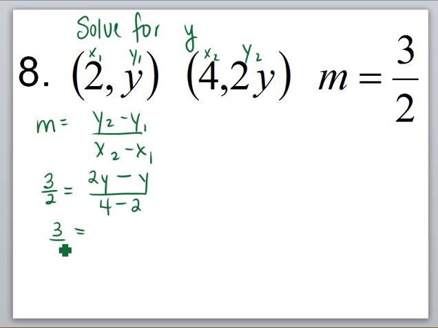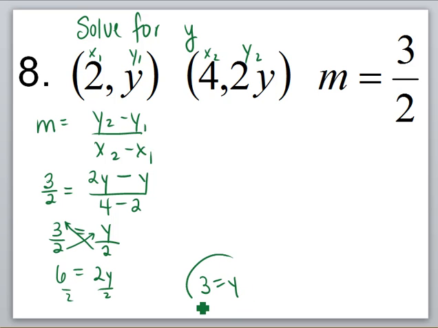I end up getting, let's just say 3/2. 2y minus 1y is just a plain y. 4 minus 2 is 2. The way I'm going to solve this is using cross products that we use in proportions. Because if a fraction equals a fraction, I end up getting 6 equals 2y. And then I'll divide by 2 on both sides. And I get my y value is equal to 3.